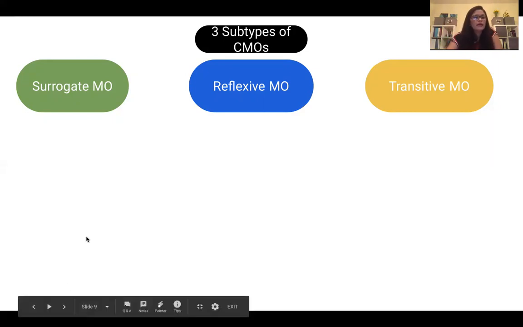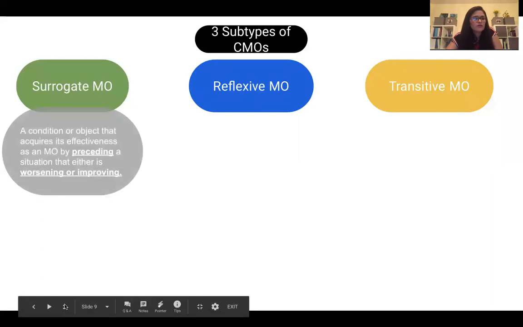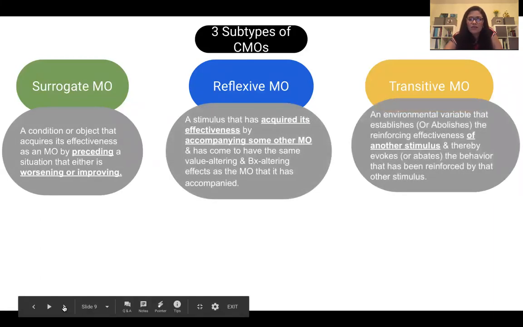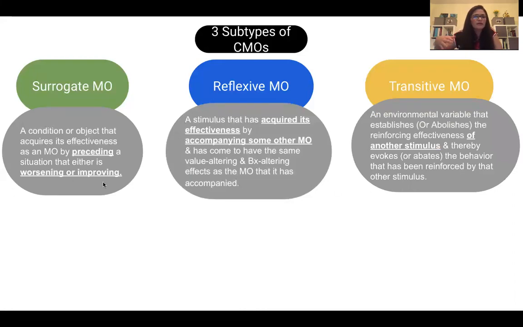So like I said, I wanted to put the definitions. But let me see, because I made a copy and I realized that I put it in the wrong order, because I had it in the wrong order for us to do arrows, and then I changed my mind. A condition or object that acquires effectiveness as an MO by preceding a situation that either is worsening or improving. Is this correct or incorrect here? It's incorrect. What goes there? Reflexive.